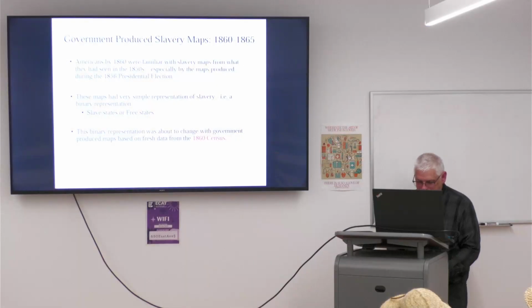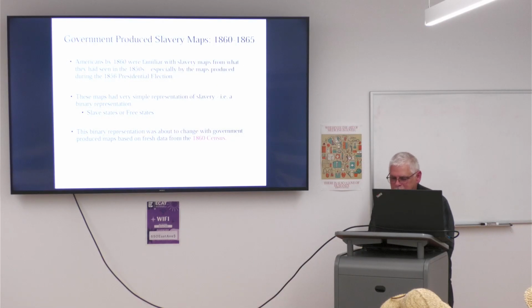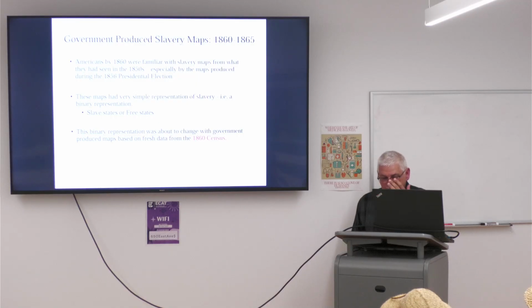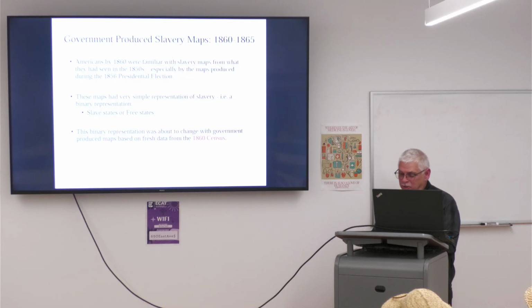So now we're going to get to the next set of maps, the government-produced slavery maps. Americans by 1860 were now familiar with slavery maps from what they had seen in the 1850s. The slavery maps made in opposition to the Kansas-Nebraska Act of 1854 started the trend, followed by the slavery maps made in the 1856 presidential election.